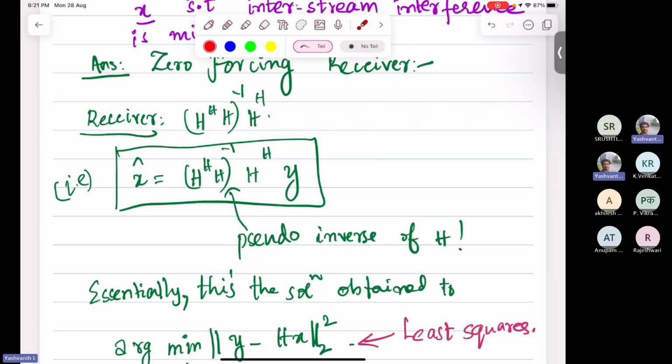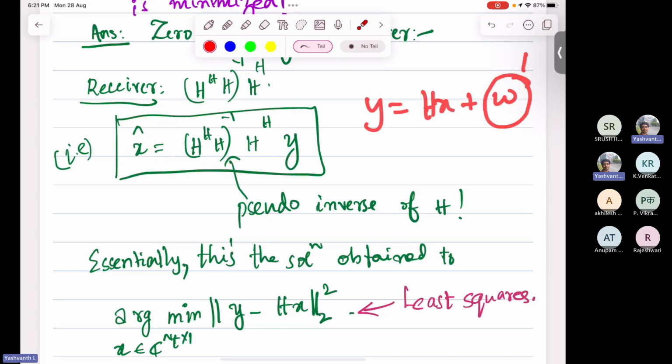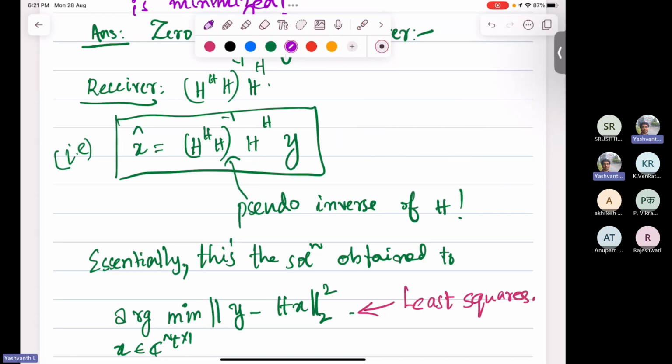Then the detector is just a least squares. I'm just given y = Hx + w. Since I have no control over w, what I will do is find x such that the norm of y minus Hx is minimized. That is the problem. I'll write it here: find x such that the norm of y minus Hx is minimized.